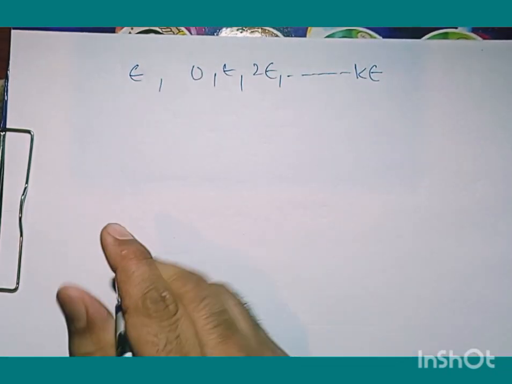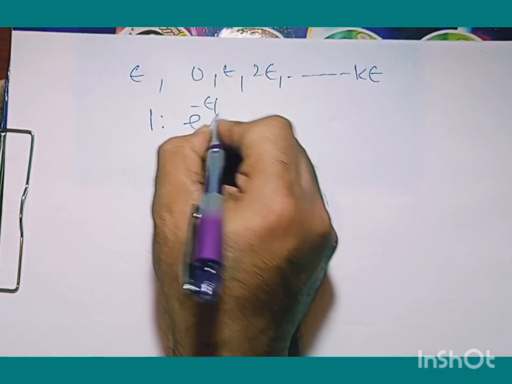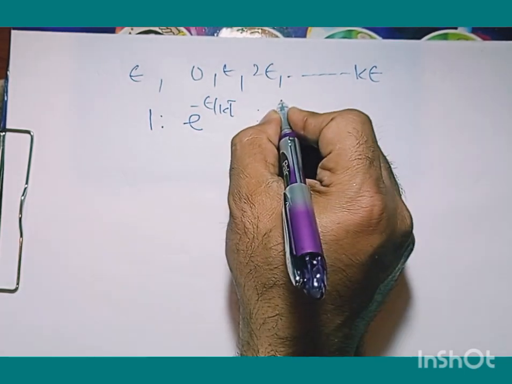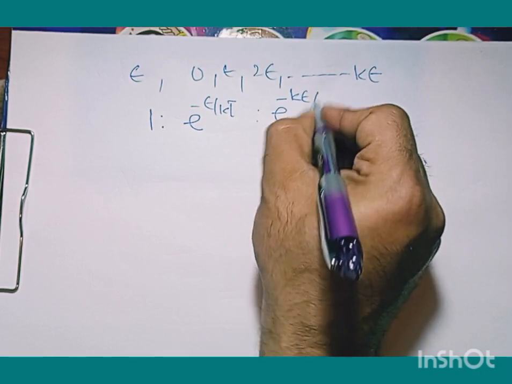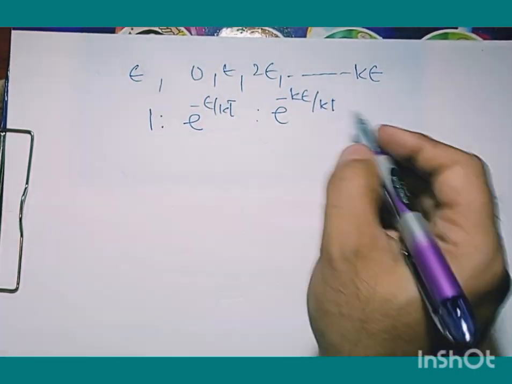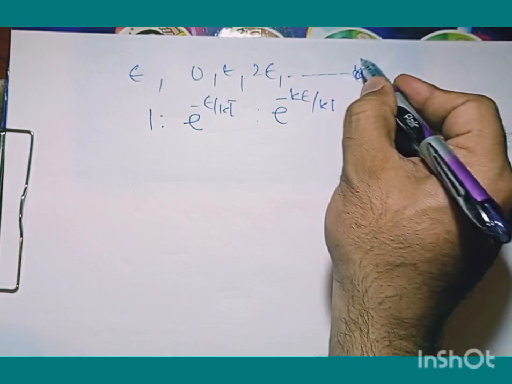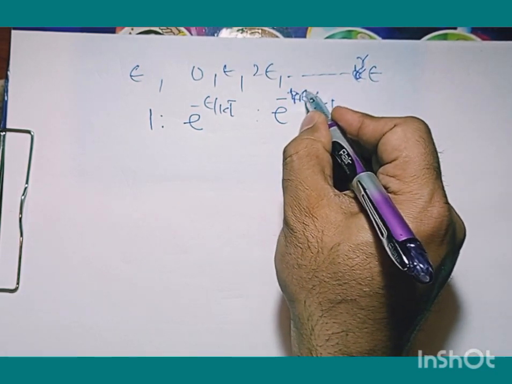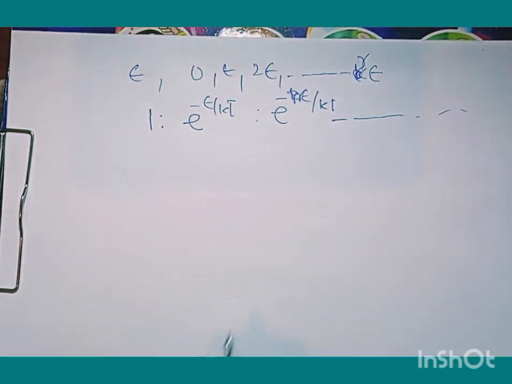They will be in the ratio of 1 is to e to the power of minus epsilon by kT, is to e to the power of minus 2 epsilon by kT. Okay, I have Boltzmann here. Let me use something else. Let's suppose this is r. So this is e to the power of minus r epsilon by kT, and so on and so forth.